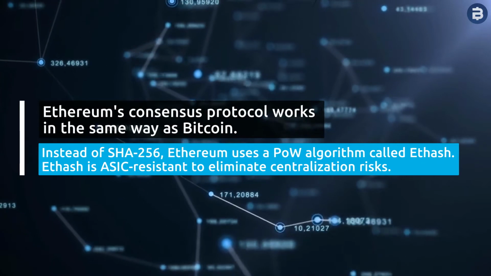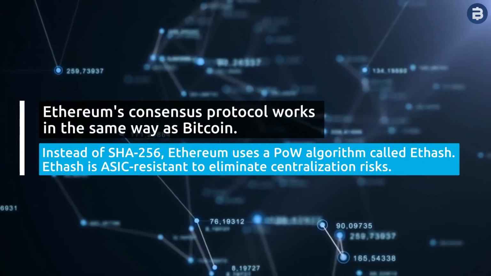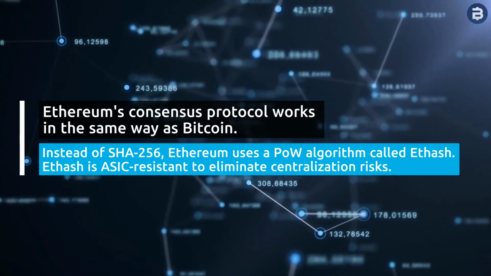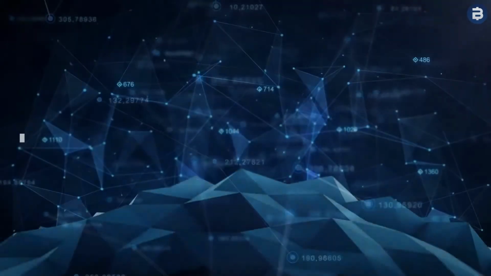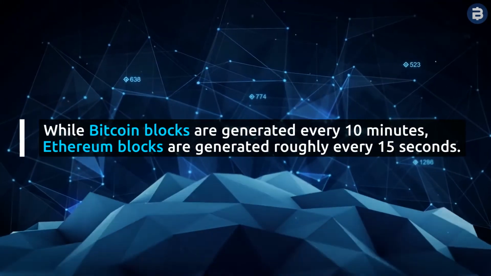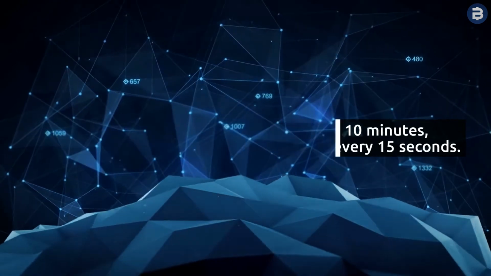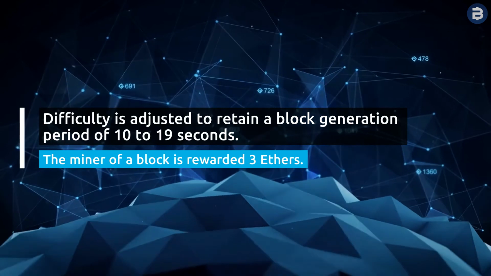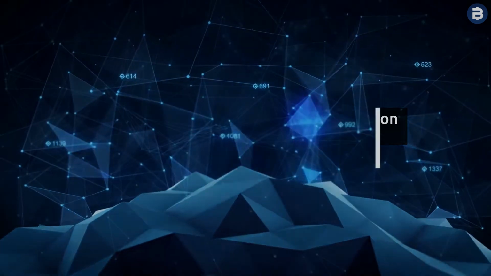Ethereum's consensus protocol works in the same way as Bitcoin. Instead of SHA-256, Ethereum uses a POW algorithm called ETH. ETH is ASIC resistant to eliminate centralization risks. While Bitcoin blocks are generated every 10 minutes, Ethereum blocks are generated roughly every 15 seconds. Difficulty is adjusted to retain a block generation period of 10 to 19 seconds. The miner of a block is rewarded 3 ethers.